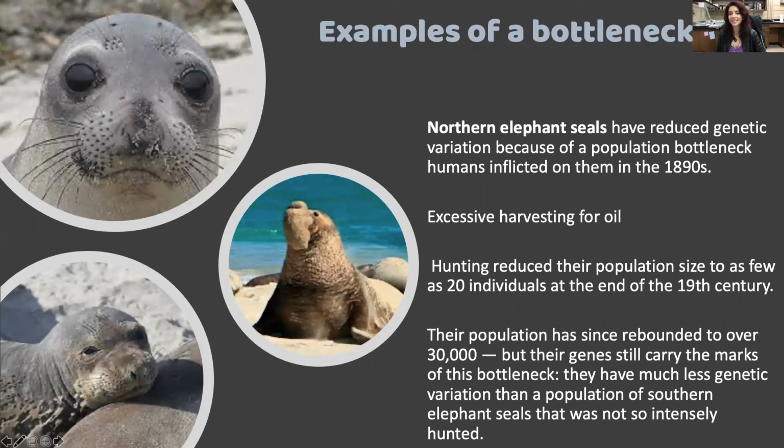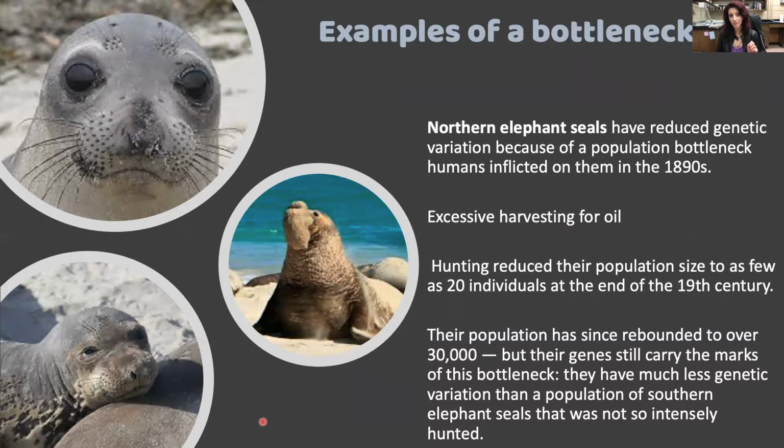We have explicit examples of the bottleneck effect that we can observe today. So here is a northern elephant seal. They have reduced genetic variation because of a population bottleneck that was inflicted upon them in the 1890s. There was excessive harvesting of the northern elephant seal because they produce lots and lots of oil. And so people were harvesting them for their oil so much to an extent that we reduced their population size to as few as 20 individuals at the end of the 19th century.